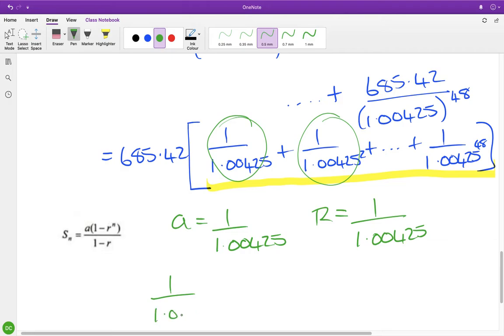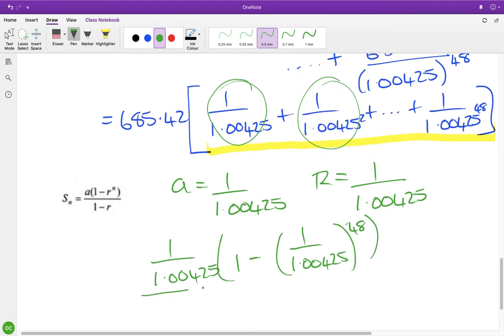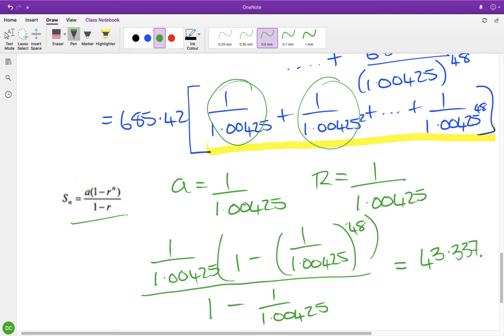A is 1 over 1.00425. 1 minus 1 over 1.00425 for R to the power of 48. And then that's all over 1 minus 1 over 1.00425. Okay, so that is A, R, and 48 subbed into this formula here. Literally just calculator that. And you get, I don't have the whole number written, but it's 43.337, and it keeps on going. Okay, so that there, use the highlighter, that is the answer to this here.